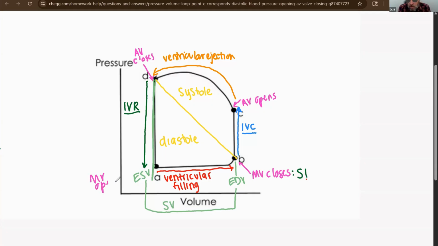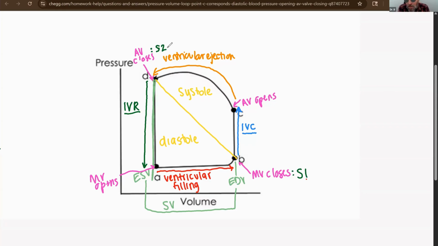A couple of cheats right here, if you just commit these to memory. With your isovolumetric contraction or relaxation, there's no volume change. If there's no volume change, all the valves are closed. All the valves in the heart. That means the semilunar valves, that is the aortic and the pulmonary, and also the AV valves, that is the tricuspid and the mitral valve. All valves are closed in isovolumetric relaxation.